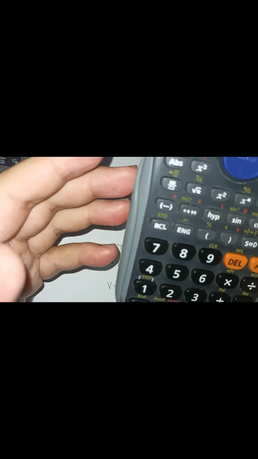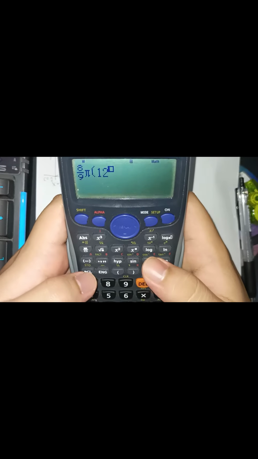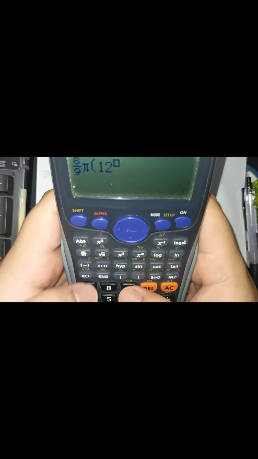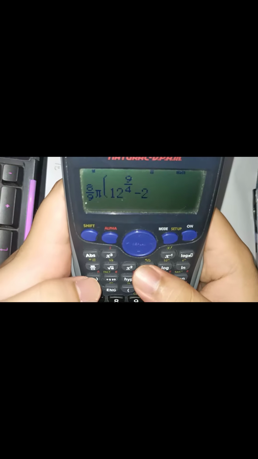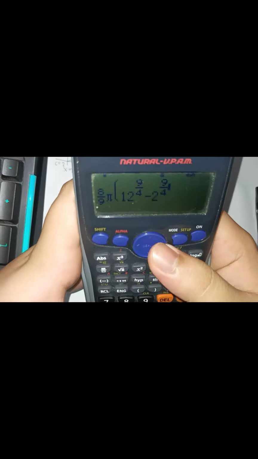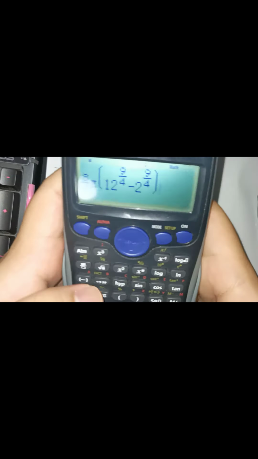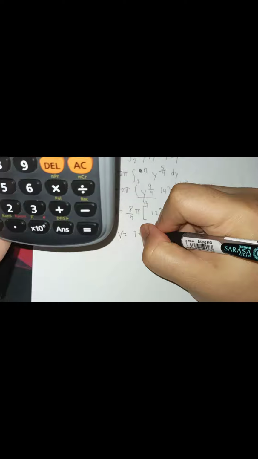We have 12 raised to 9/4 minus 2 raised to 9/4, then close parentheses, and there we have our final answer, 735.1.